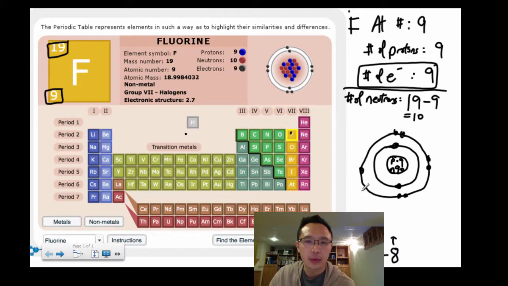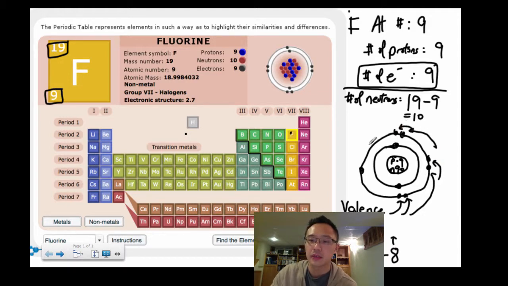Whenever people ask you about your valence electrons, I always forget what this is. Valence electrons are the electrons on the outside shell. So everything on the outside ring, these are your valence electrons. How many do I have on the outside? I have 1, 2, 3, 4, 5, 6, 7. So for valence electrons, I have 7 electrons. And that's it for a Bohr model.